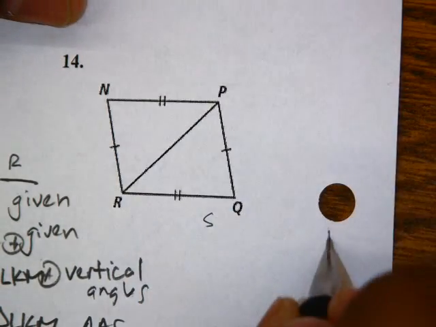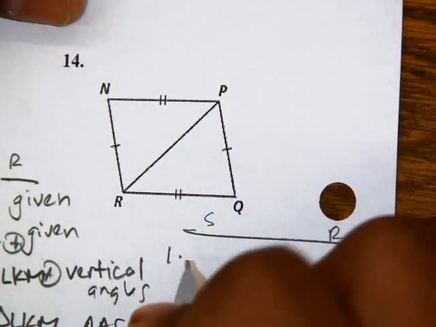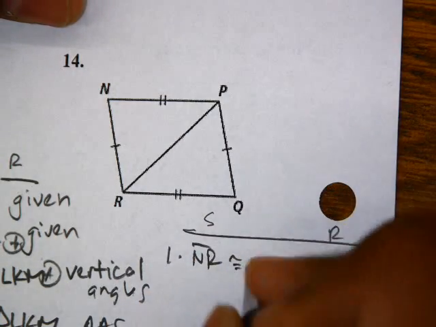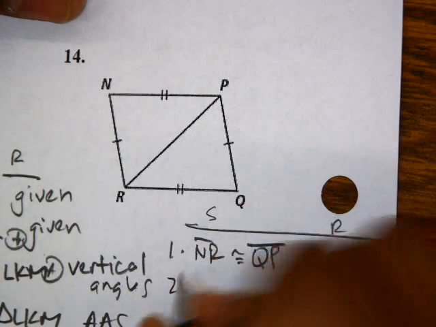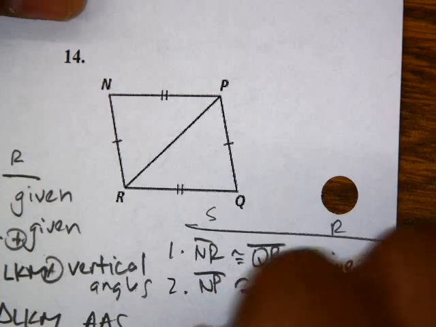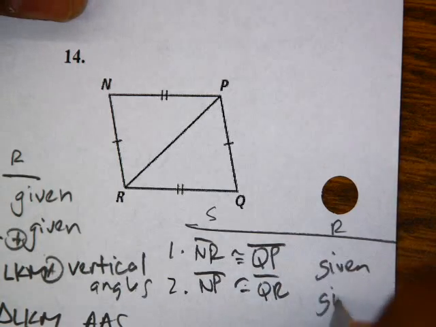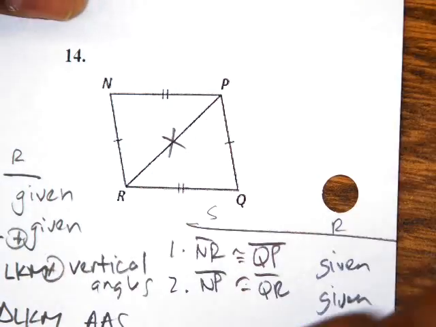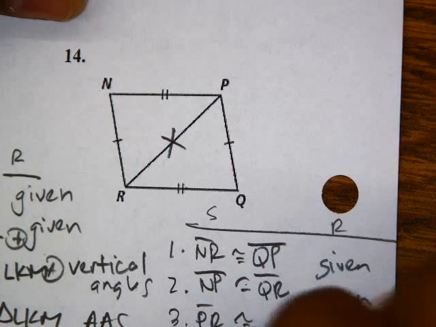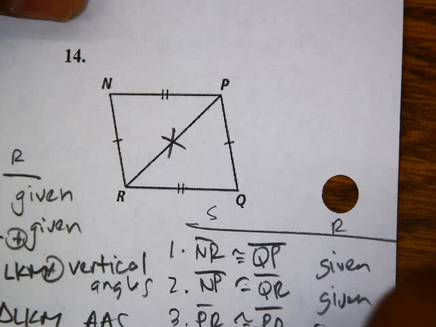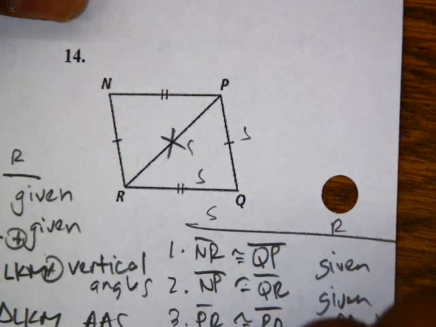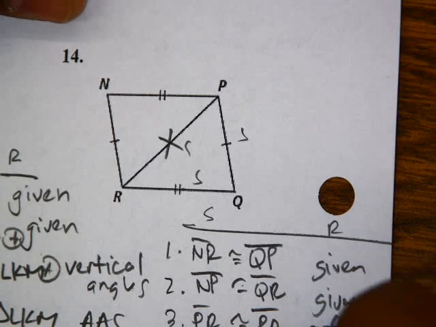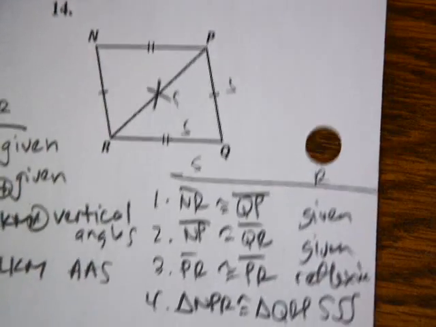And 14, again, statements and reasons. First statement is NR congruent to QP. That's given. NP congruent to QR. That's given from these markings. PR should be congruent to PR because it's reflexive. And I used all side markings. So the triangle should be congruent. Because of S. Sorry.